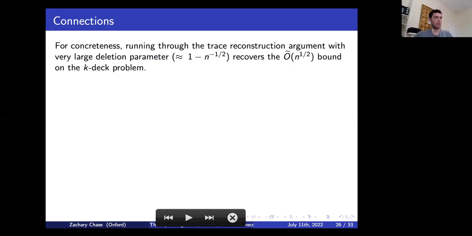Because the multi-set of subsequences of length k, taking something there uniformly at random is equivalent in a probability sense to taking a random trace where the deletion probability is 1 minus n to the minus 1/2. So the point is that if you have a very large deletion probability, the subsequence you end up with, that is the trace, will have length around n to the 1/2. So you're basically getting a random element from the multi-set of subsequences.